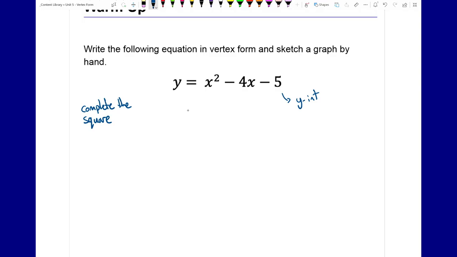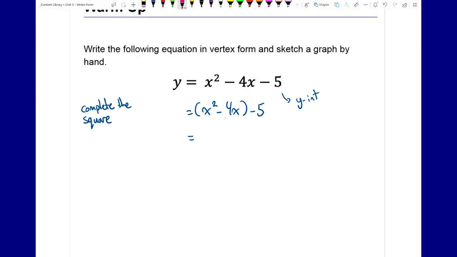So in this case, following the steps from our previous lesson, I'm going to put the first two terms in brackets. Now, because the coefficient in front of the x squared is 1, I don't need to factor anything out. Because my a value is 1, I don't need to factor anything out.